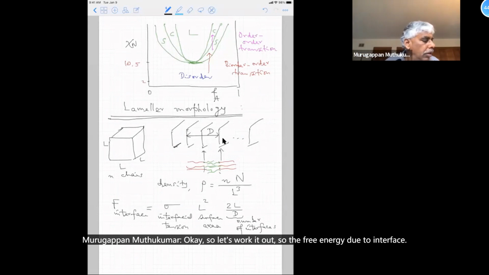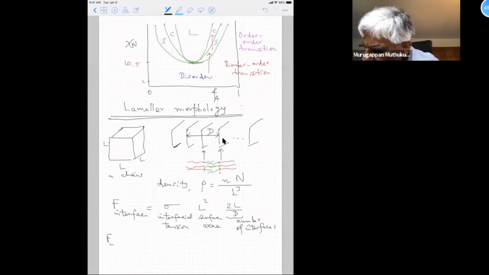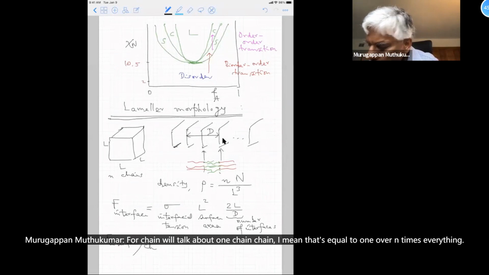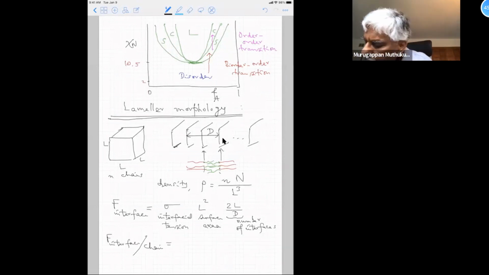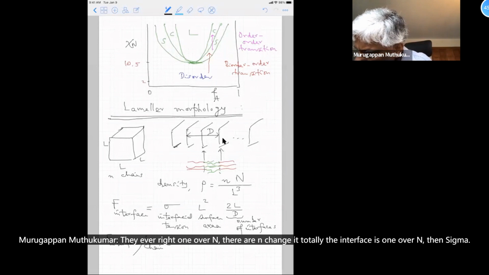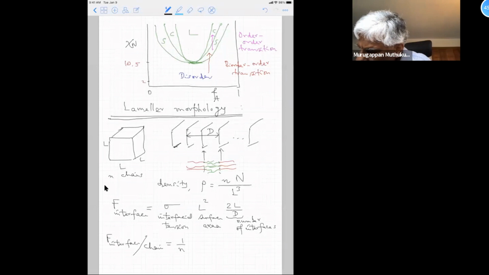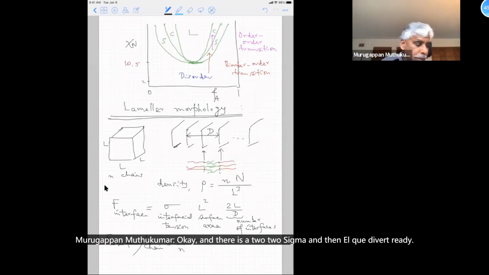Okay, so let's work it out. The free energy due to interface per chain, we'll talk about one chain. Per chain, that means it's equal to 1 over n times everything above, right? 1 over n, there are n chains. I told you there are n chains. It's 1 over n, then sigma, and there is a 2 sigma, and then L cubed divided by D.